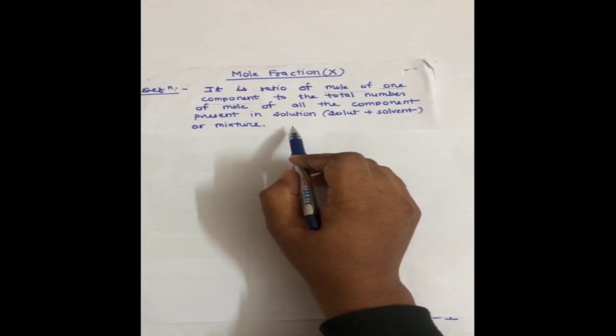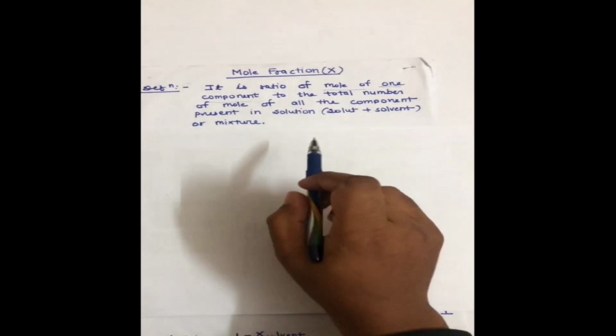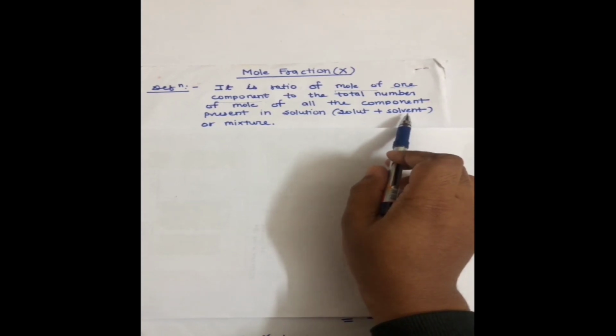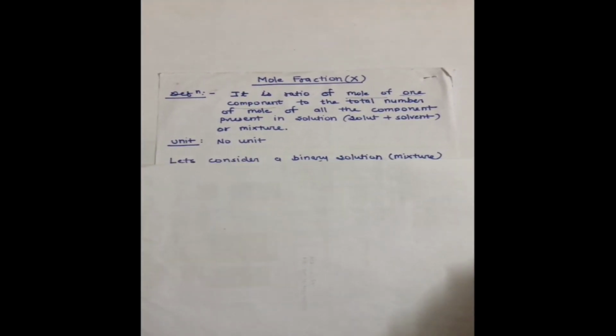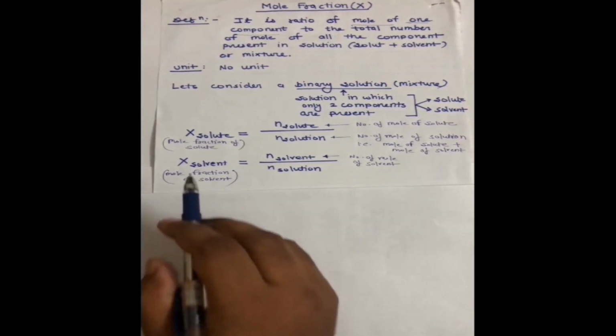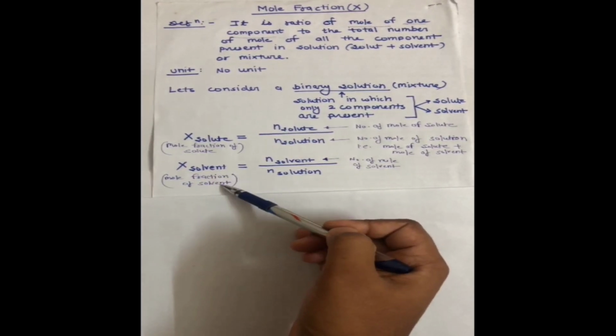Suppose we are talking about a binary solution, or a solution in which two components are present, that is solute plus solvent. That is solute plus solvent, it is equal to solution. For its unit, remember there is no unit. Fraction has no unit. I talked about already binary solution, a solution in which two components are present. One is solute, another is solvent.